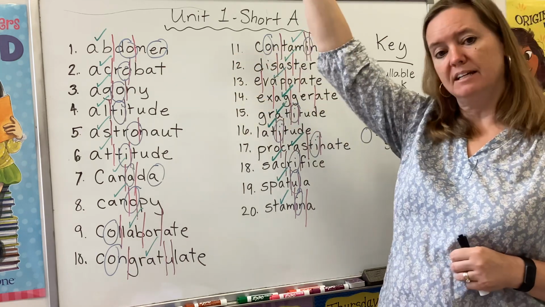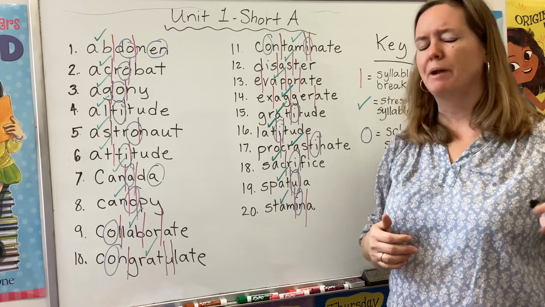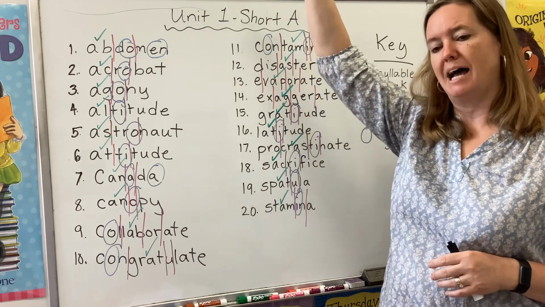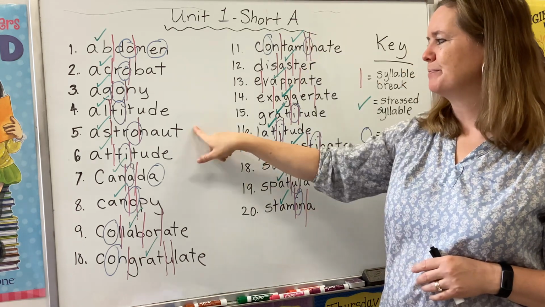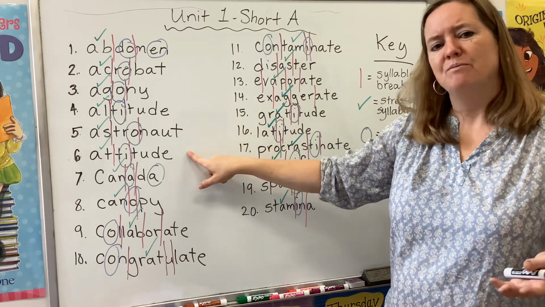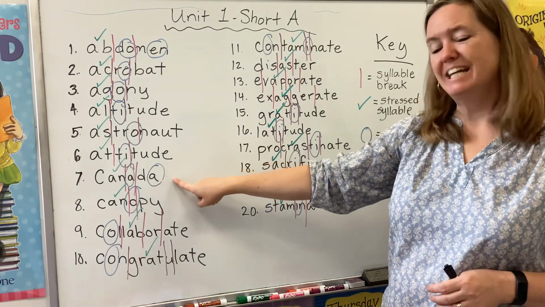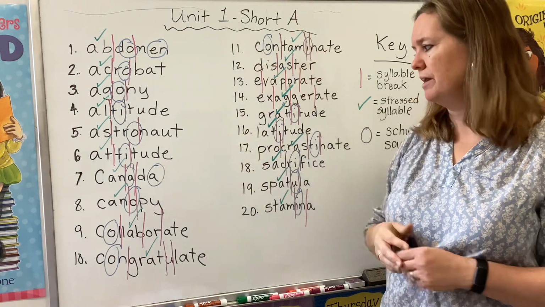Altitude would be the height of a place, right? So you go out to the Rocky Mountains, great places to explore because of their high altitude. Astronaut, I bet you know. Attitude, that's how you feel about things, right? You have a positive attitude. Canada is a country to our north.